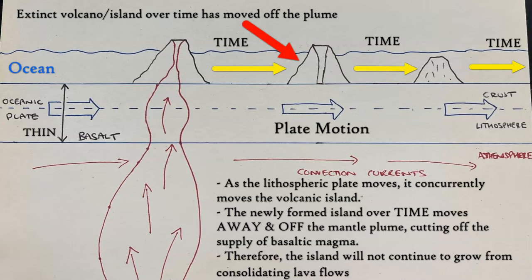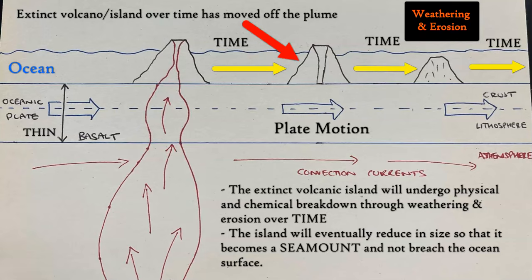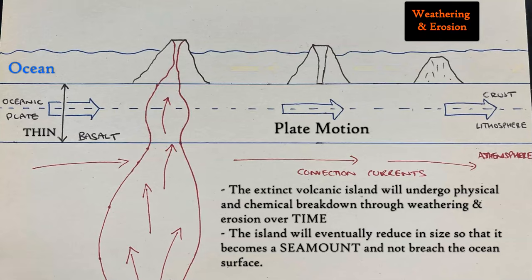due to the forces of weather and erosion, out in the exposure to the elements over a long period of time, and the wave action. That island's going to start to break down, and that solid basaltic rock is going to break down, and that island's going to get smaller and smaller and smaller until it eventually gets under the sea level, under the ocean, and becomes what we call a seamount.